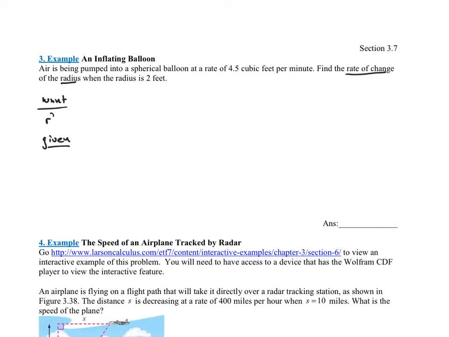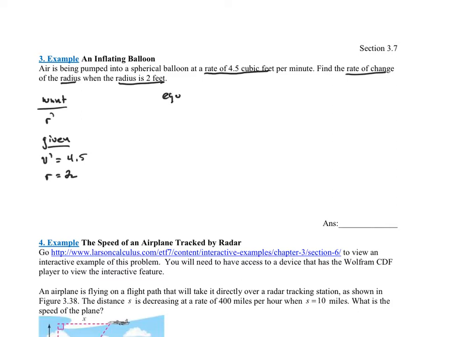It says air is being pumped into a spherical balloon at a rate of 4.5 cubic feet per minute. Cubic feet, that's the volume, right? So we know that the volume is changing by 4.5. So V prime, the rate of change of volume, has to be 4.5. Again, I don't care about the units until the final answer. And then what else do they give us? They give us that the radius is 2 feet. Again, we cannot plug in the given information until we've determined the equation and taken the derivative of both sides.